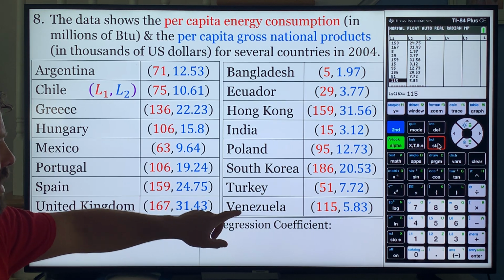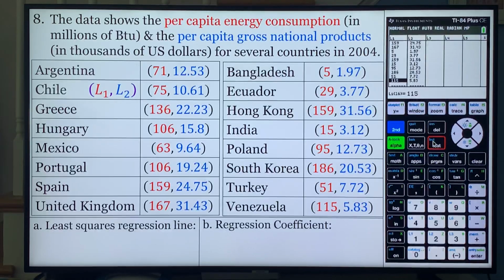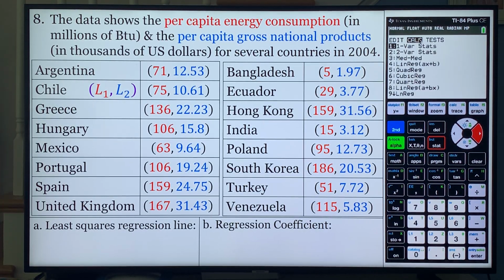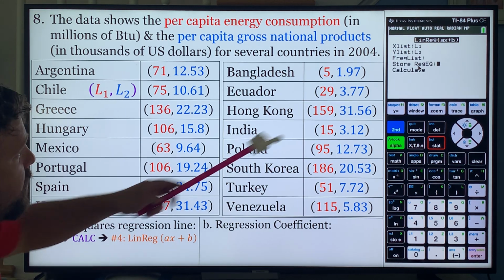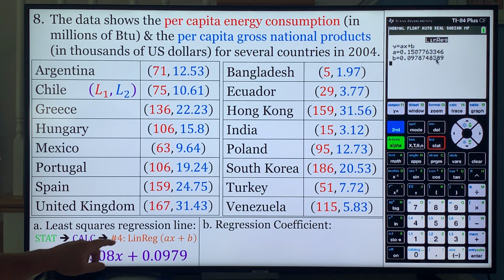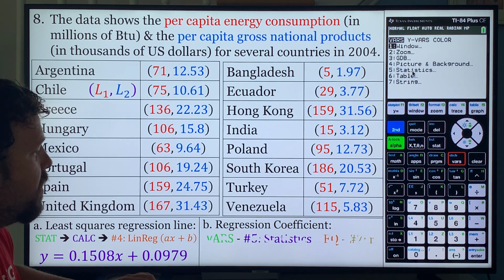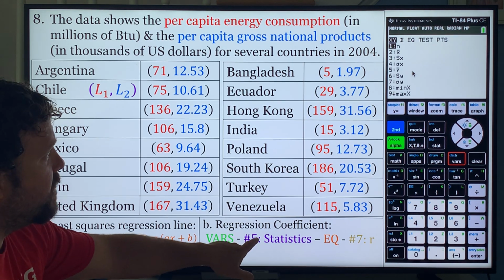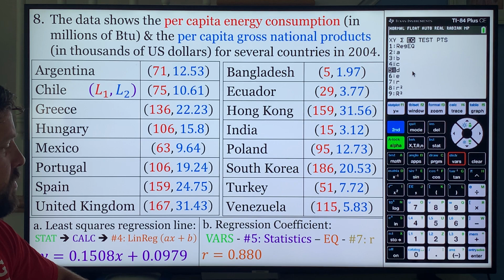I got 16 because I counted 16. All my numbers lined up. All my decimals lined up. I hit least squares regression line, Stat, Calc, LinReg, as we did before. Hit calculate, and I get 0.1508x, rounding the 7 up, plus 0.0979. My regression coefficient, Vars, 5, EQ number 7, is 0.880.